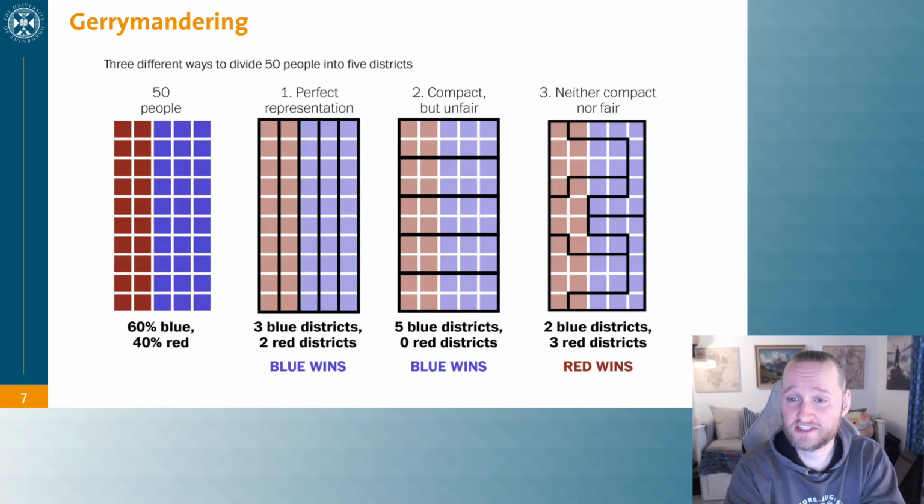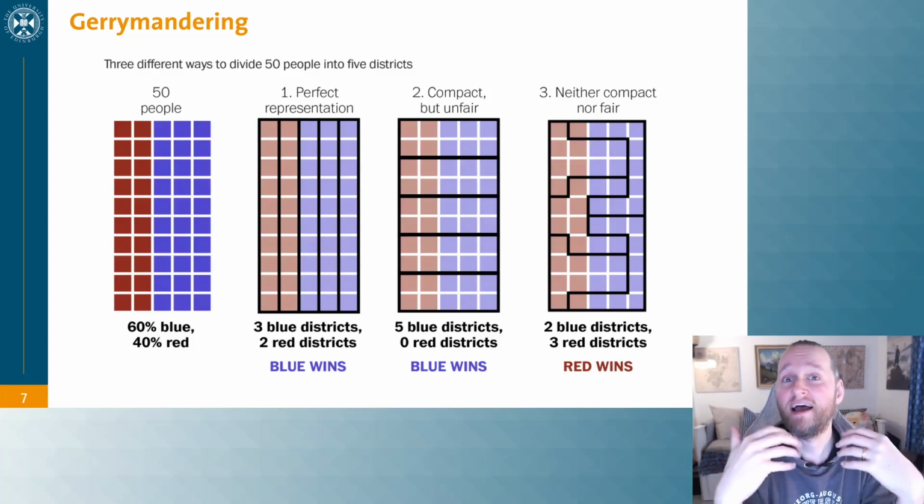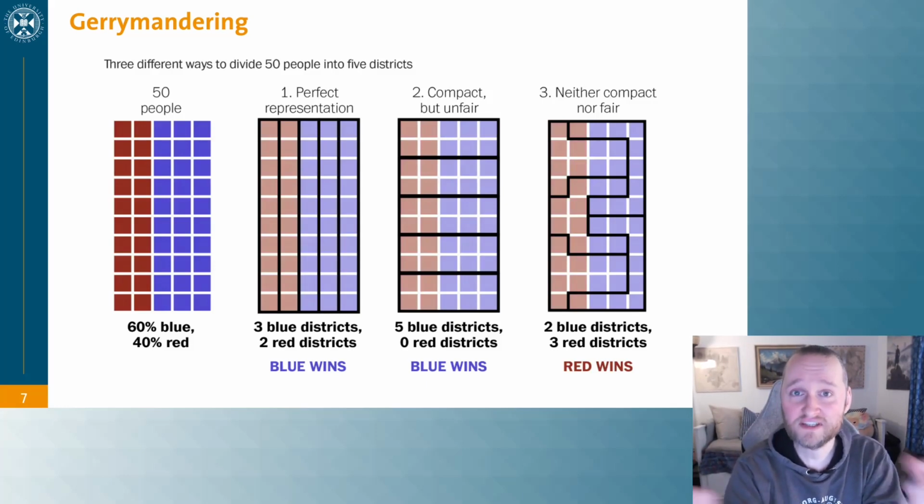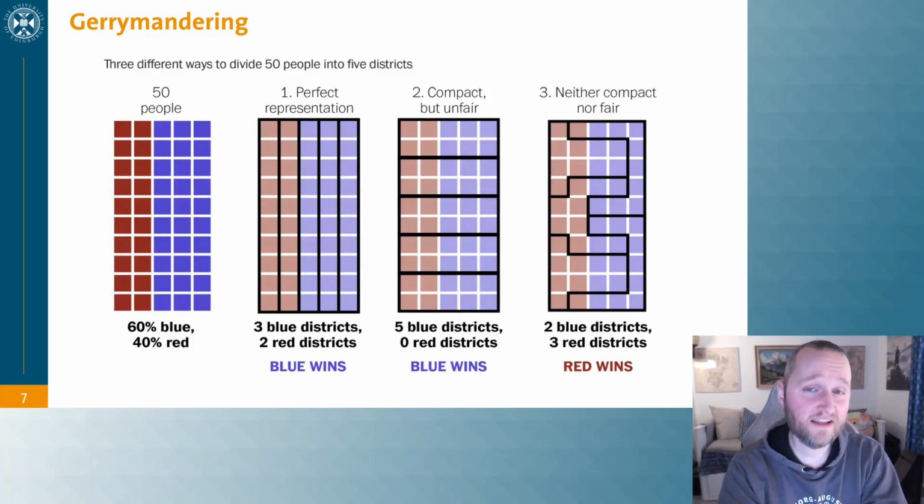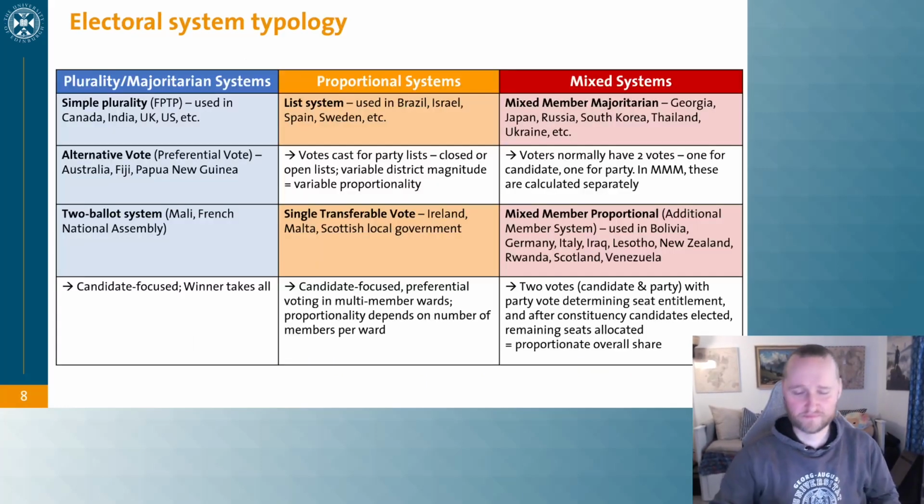So look at these pictures again, and that should give you a better idea of why gerrymandering is a problem. In other words, how you draw district boundaries, without touching anything else about the electoral system, can change the electoral result from one party winning to the other. So that's why it's important.